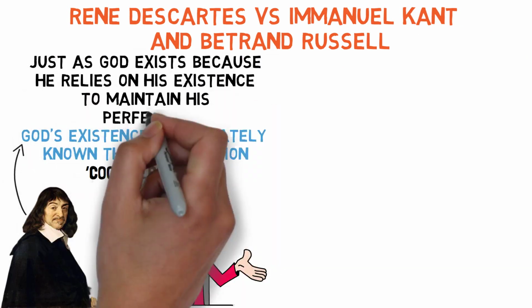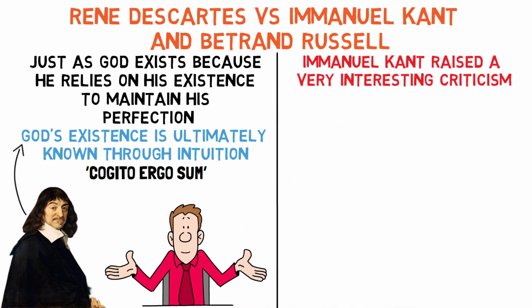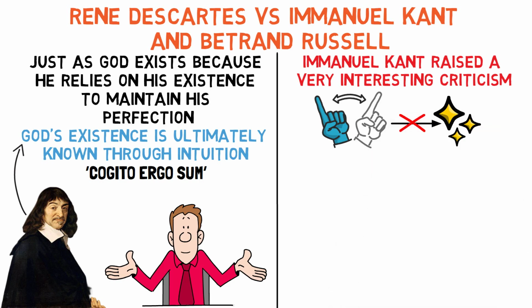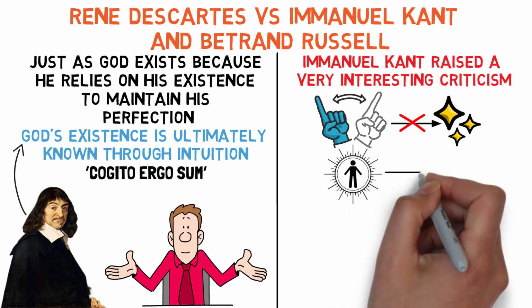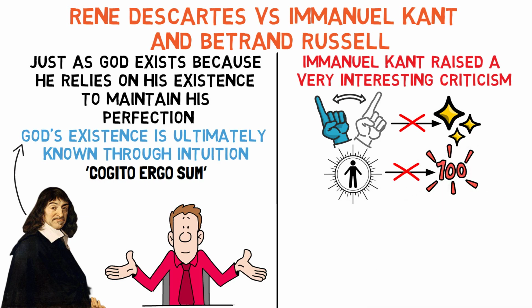But Immanuel Kant raised a very interesting criticism. He argued that denying the existence of God is not inherently contradictory, and existence is not something that adds to the essence of a thing. This challenges the very basis of the ontological argument.